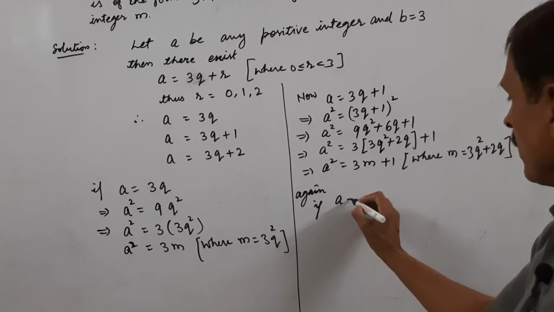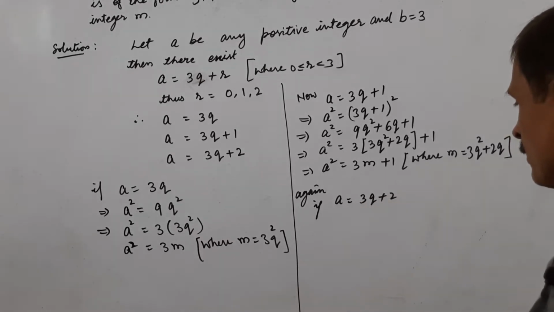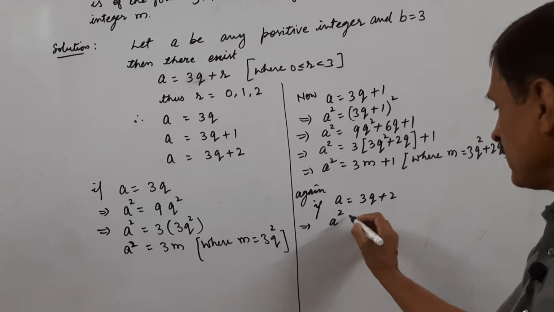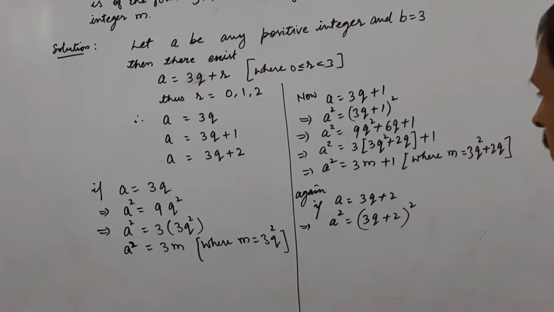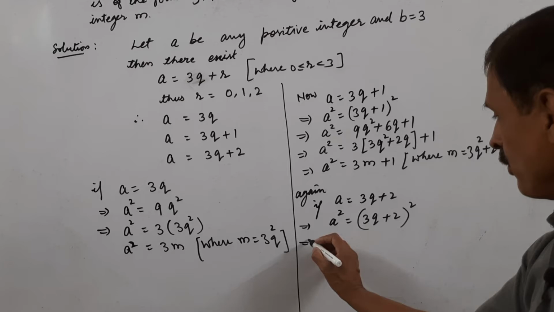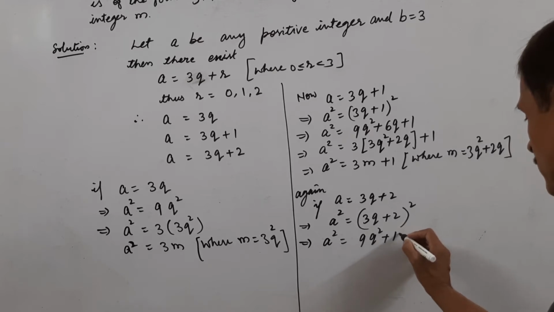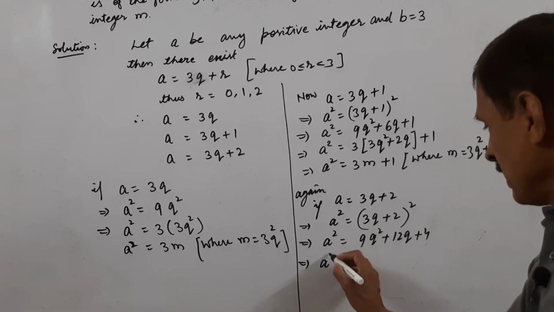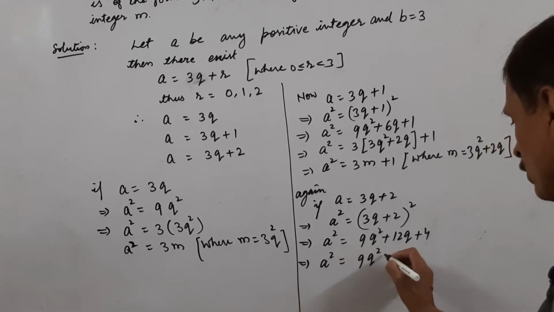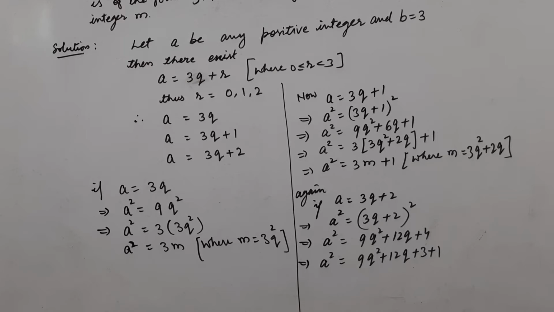if a is equal to 3q plus 2, taking the square on both sides, a square is equal to 3q plus 2 whole square, which further implies a square is equal to 9q square plus 12q plus 4, using the a plus b whole square identity, which further implies a square is equal to 9q square plus 12q plus 3 plus 1. We split 4 into 3 and 1.